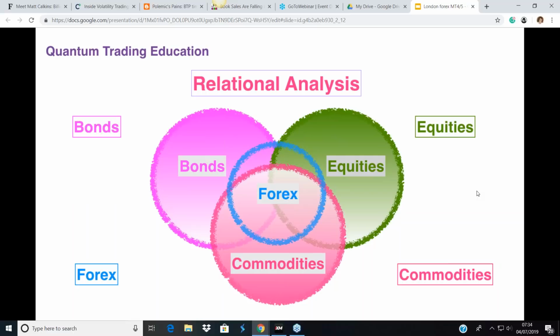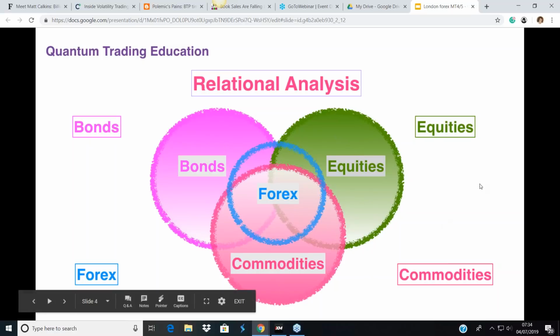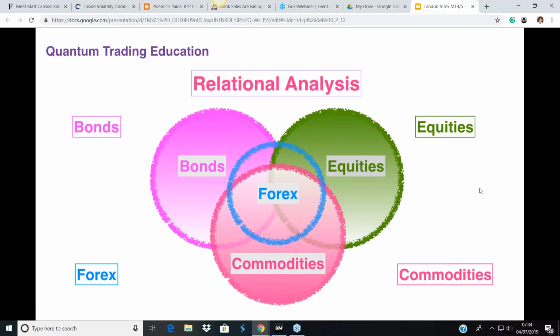There are four main capital markets, as you see here. This is a slide from the education program. We've got bonds, equities, commodities, and Forex very much sits at the heart of all the capital markets. It's the money market. It's where money flows at lightning speed, and in that flow, it picks up sentiment, whether markets are risk on or risk off. It's really understanding the connections that exist between the markets that makes you a more complete trader.